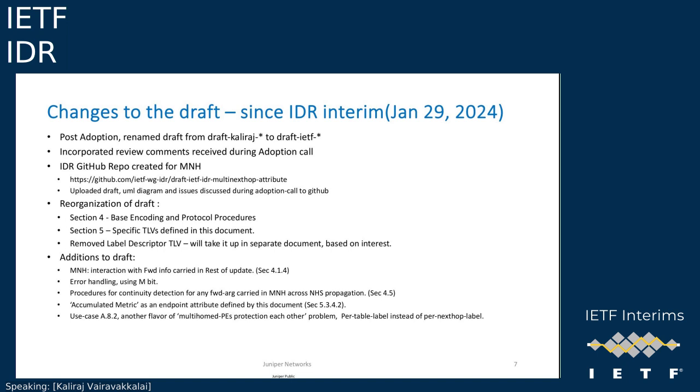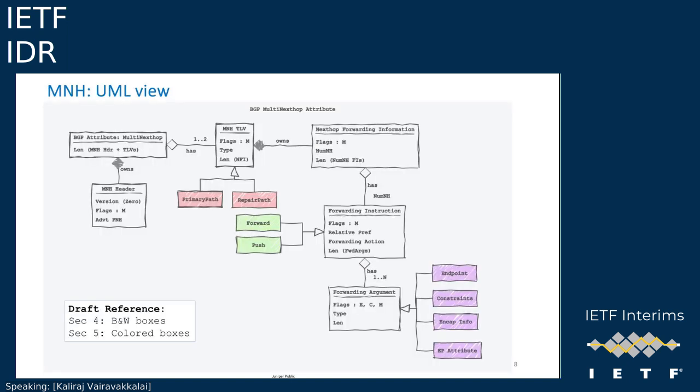Basically, section 4 has the base encoding and protocol procedures, and section 5 has the specific TLVs that have been defined in this document. In the next slide, we will see the difference between those. Based on the input from the adoption call, I have removed the label descriptor TLV from this document, and we can take it up as a separate document in the future. And then these are the additions, which we talked about in the previous slide. So to save time, I'll just move to the next slide.